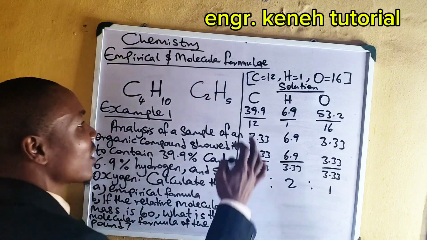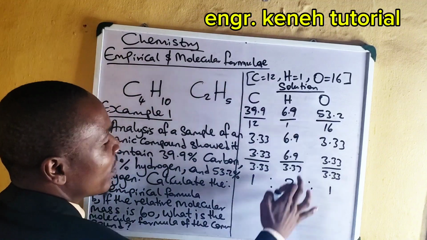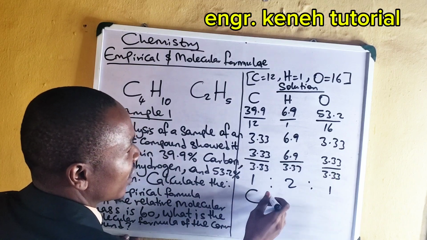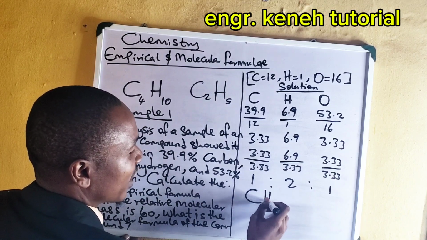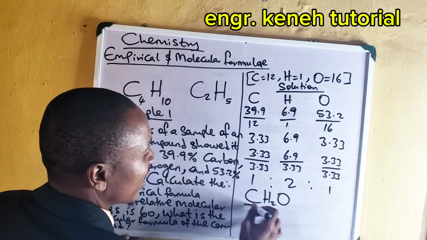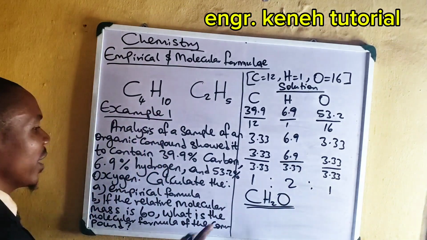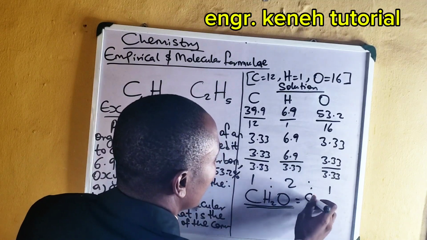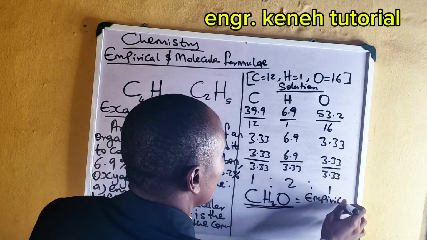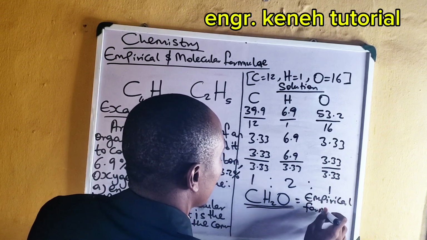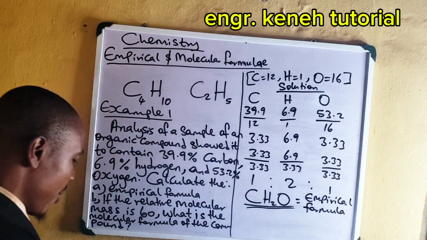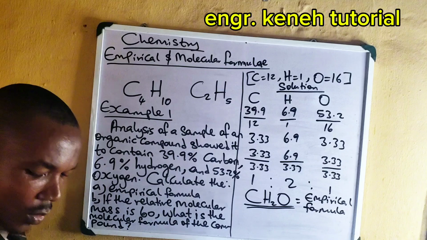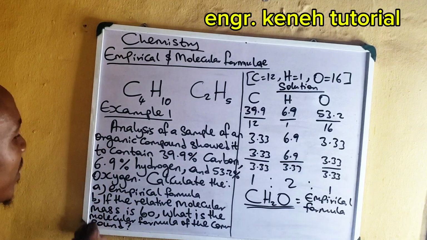This simply means that the carbon should be 1, the hydrogen should be 2, and oxygen should be what? 1. So I will write it like this. Hydrogen should be this. Can you see it? And oxygen should be this. So this is what? The empirical formula. This is our empirical formula. That is how this can be solved. Empirical formula. All right. So let us solve our number B aspect of it.